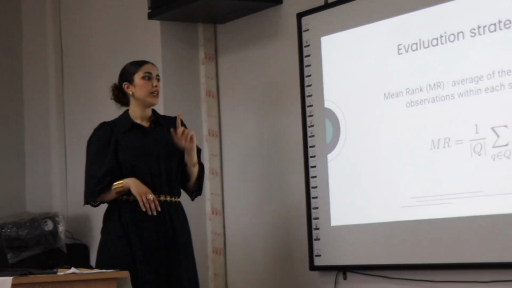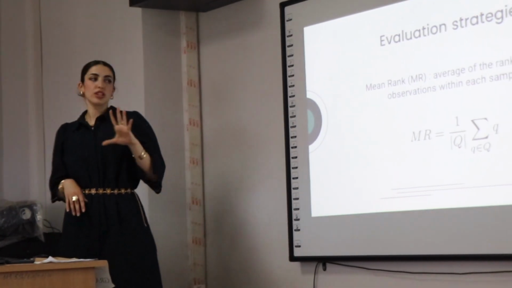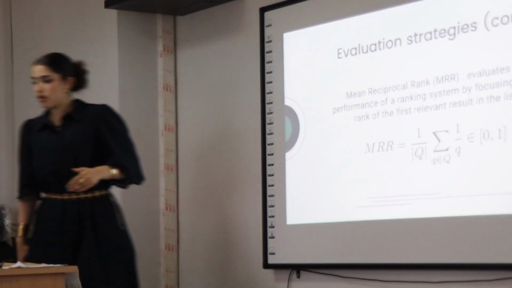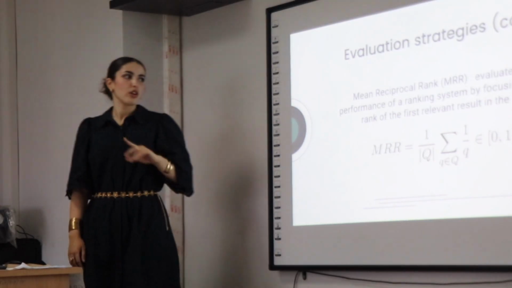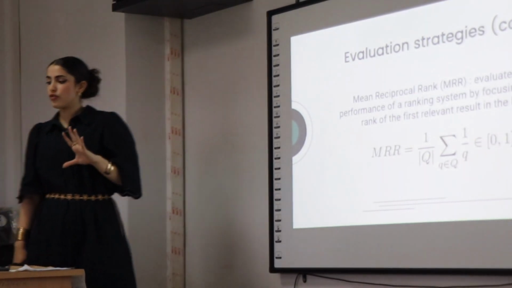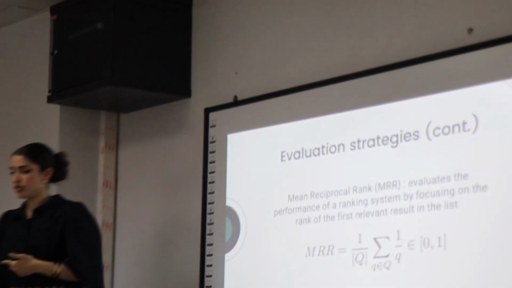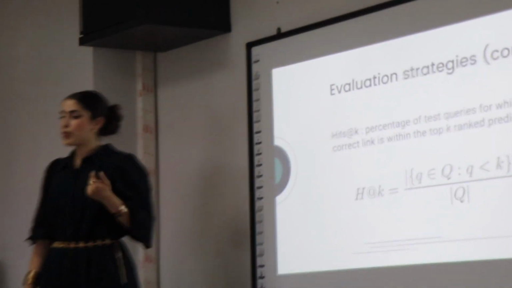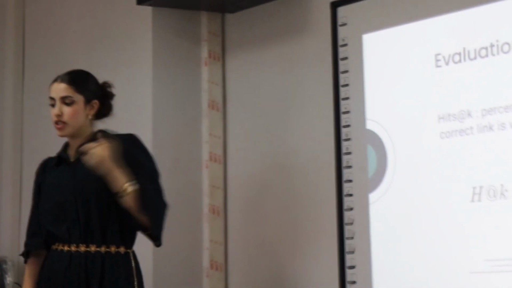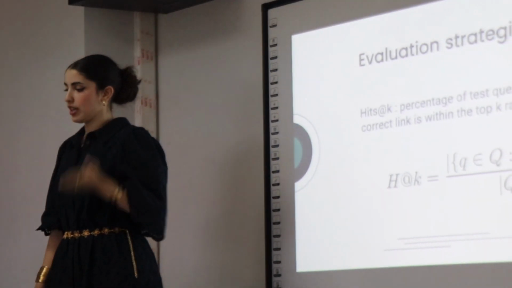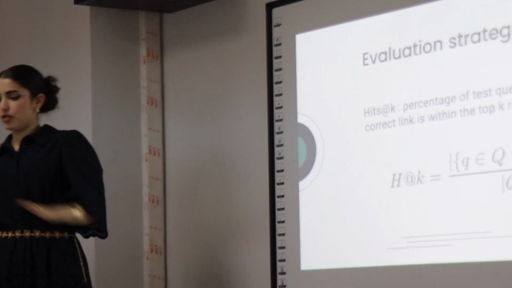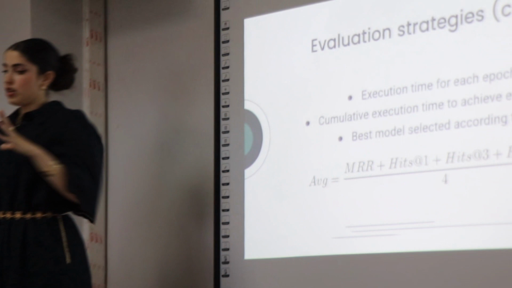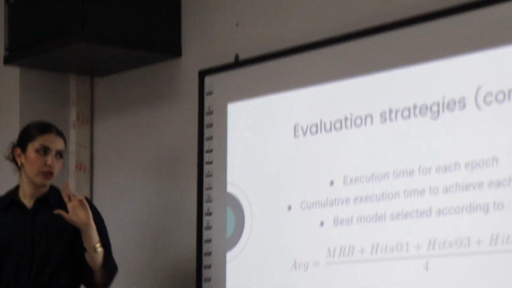We used three key metrics. Mean rank, which measures the average position of correct answers. The smaller it is, the better the model performs. We also used mean reciprocal rank, or MRR, which focuses on the rank of the first correct result. The higher it is, the better the model performs. And finally, hits at K, which counts how many positive triples are ranked in the top K positions against a bunch of corrupted negatives. The higher it is, the better the model performs. We also tracked execution time per epoch, which is essential for assessing computational cost.